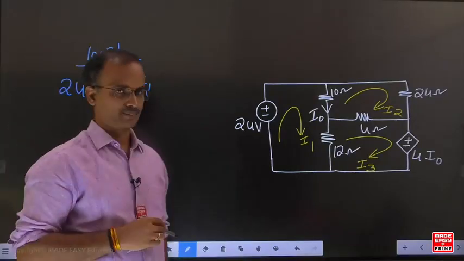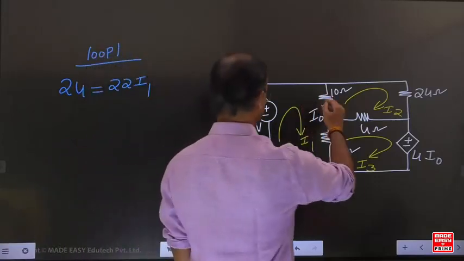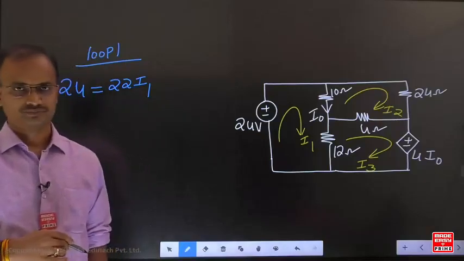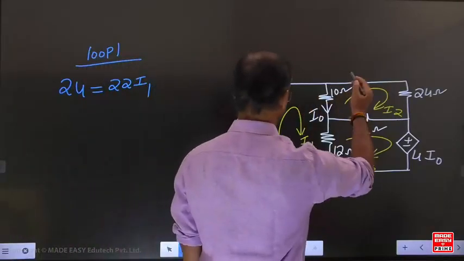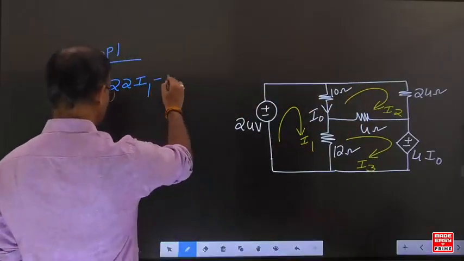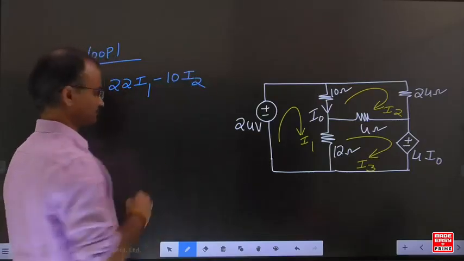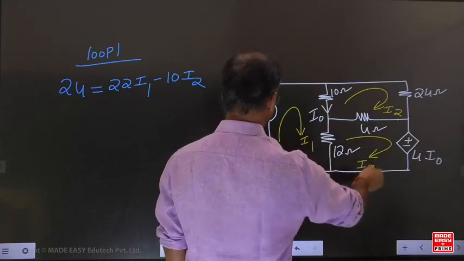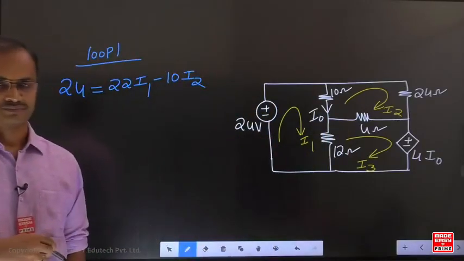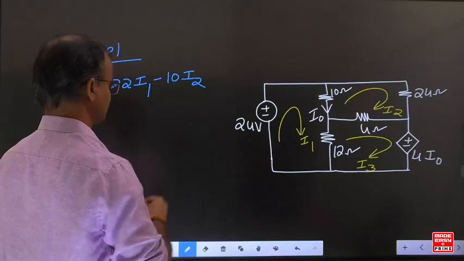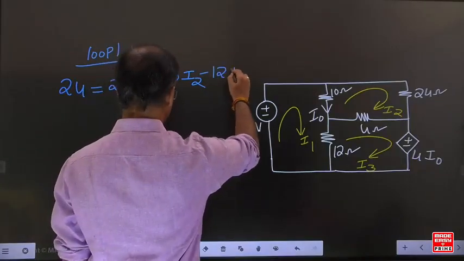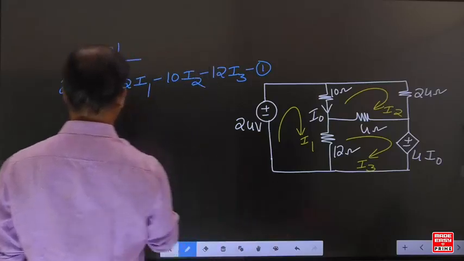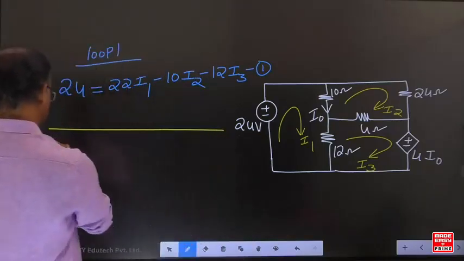22 I1. For the 10 ohm resistance, I1 is downwards and I2 is upwards, opposite direction. कैसे लिखते हैं इधर? -10 I2. And for this 12 ohm resistance, I1 is downwards and I3 is upwards, opposite direction. -12 I3. We got equation 1. Can you try for loop 2 also?